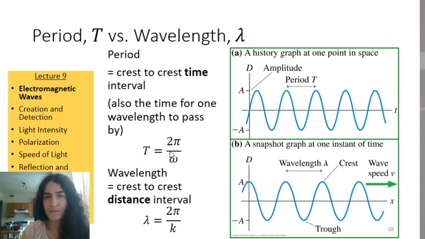So the relationship between period and angular frequency is period is 2 pi over angular frequency. Likewise, you can make a similar description of wavelength as 2 pi divided by k. And in this case, k is often called the wave number. We're not going to use this variable in this class, but I did want to mention it in case it comes up somewhere else. Right?